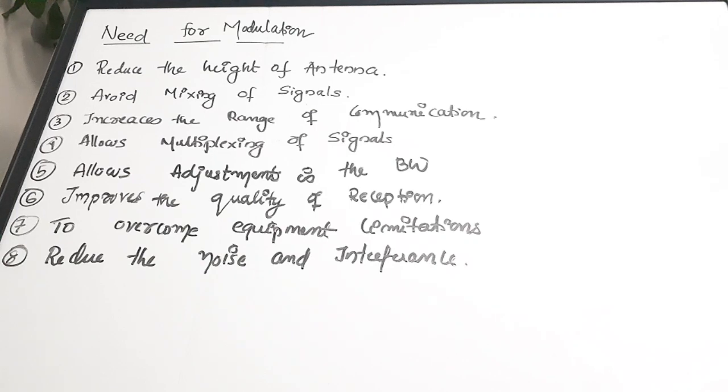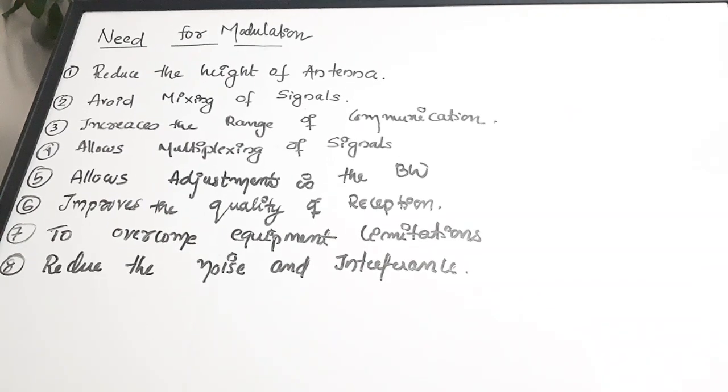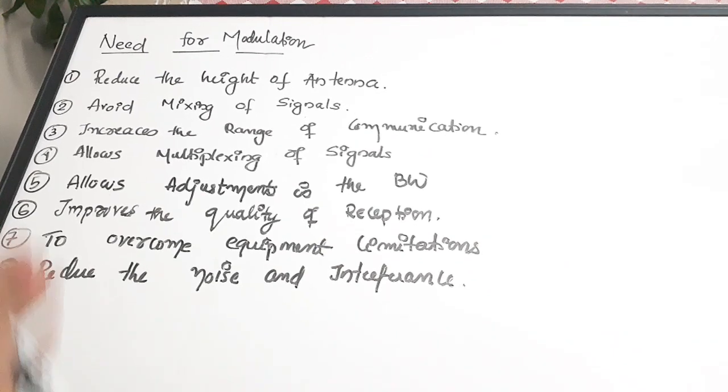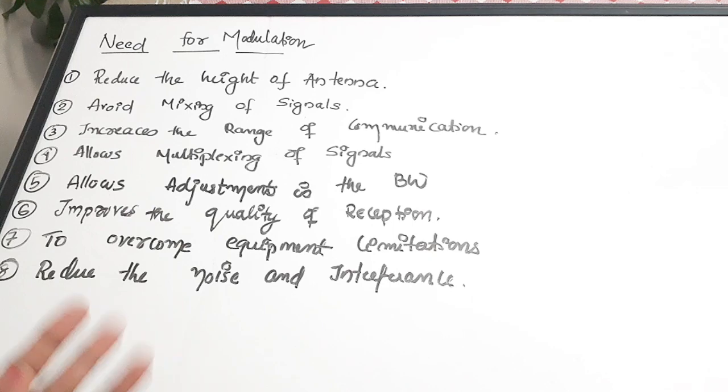So I have included all the important ones, and these are the key points which led to the invention of various modulation techniques. So all the points here are very important. Okay, the most important one is that we can use antennas which have relatively lower heights. So that was a major requirement for going for modulation. Okay, so these are the needs for modulation, or the various advantages if you perform modulation.